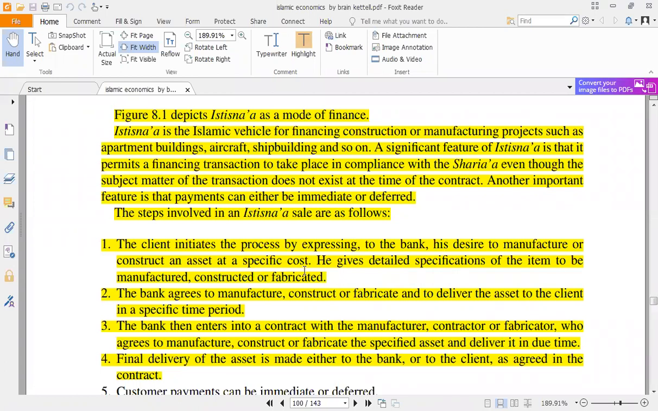The customer explains his desire before the bank to manufacture or construct an asset at a specific cost. And the customer gives to the bank the detailed specification of the item, the quality and quantity, everything he gives to the bank. According to that, the bank should make, manufacture, construct or fabricate the item.